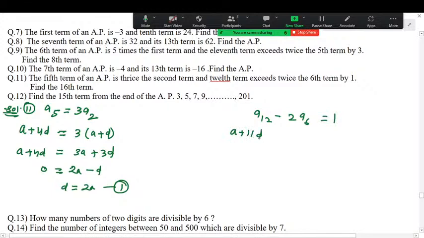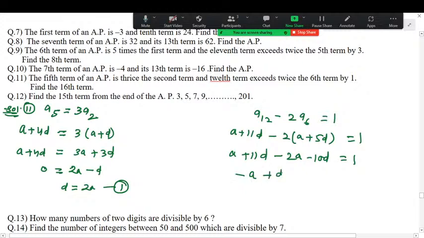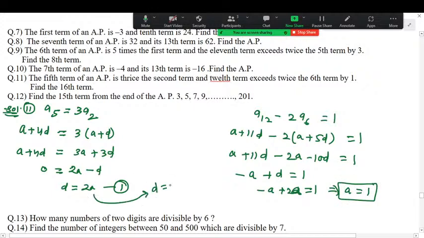A plus 11D is my 12th term and A plus 5D is my 6th term. Now I need to simplify this and put the value of D as 2A: A minus 2A is minus A, 11D minus 10D is going to be plus D, and it's 1. Now I will substitute D being twice A, and I got the value of A equal to 1. Now if I substitute the value of A here, I will be able to obtain D equal to 2.